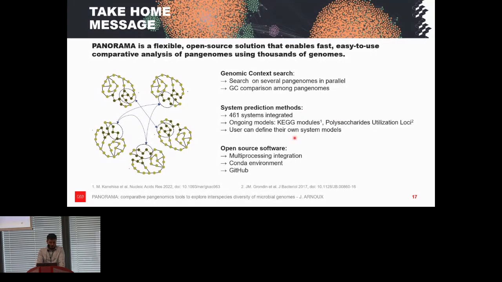PANORAMA is an open source software, but for the time being it is not public. I hope to give you an alpha version soon, and we are waiting for that because we want to have a Conda environment linked to it, with all the documentation and everything to help everyone to use PANORAMA.